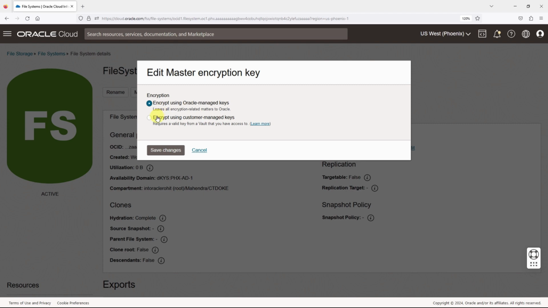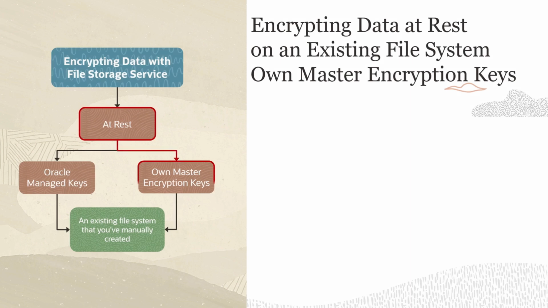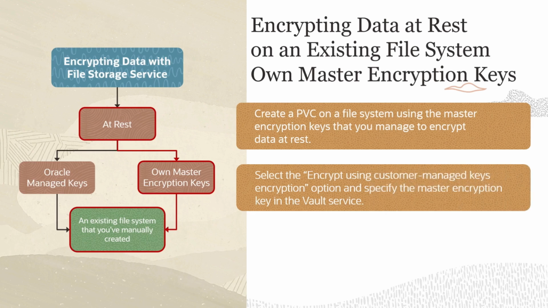There's nothing to do. But just in case the desired option is not selected, you can change it from this position. Alternatively, for those desiring the added control of user managed keys, the process involves selecting the encrypt using customer managed keys option during PVC provisioning. And within that option, you must specify the master encryption key from the vault service to encrypt data at rest.